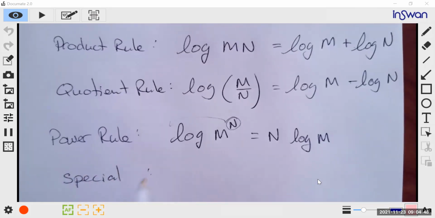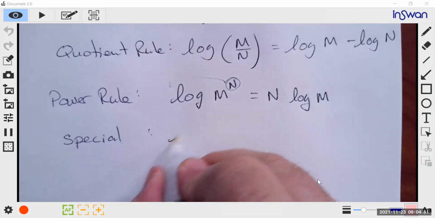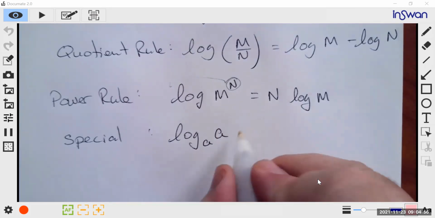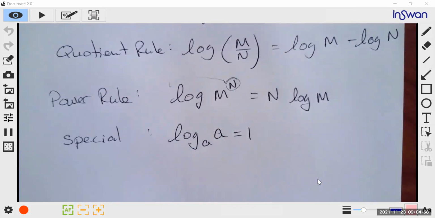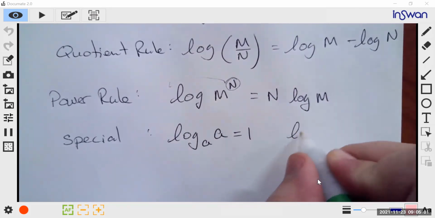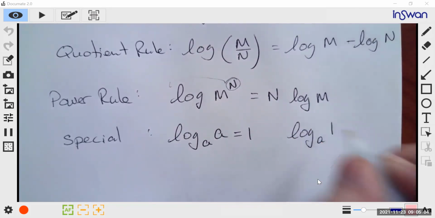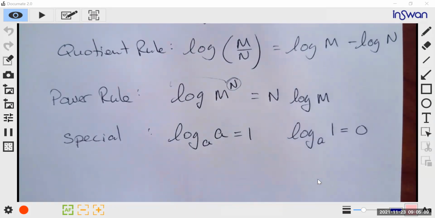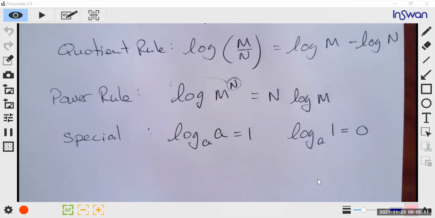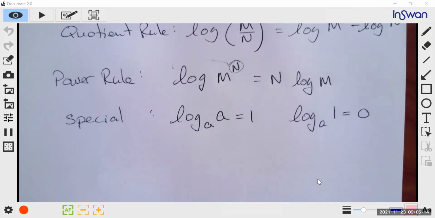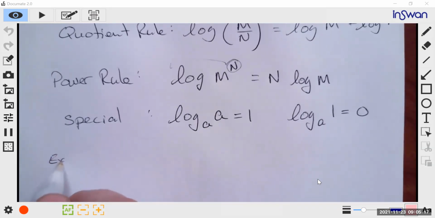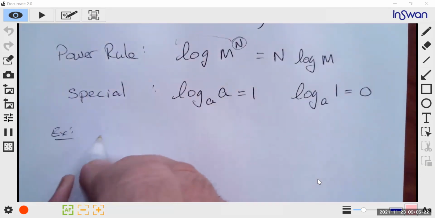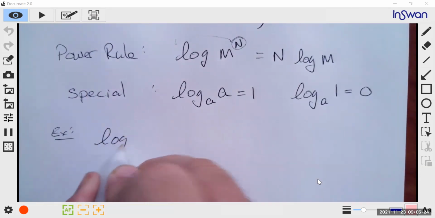And the special rules. We talked about these earlier. If the base and the number are the same, that equals 1. The log of 1 is 0. So let's look at this. Here's some examples. Expand this one.